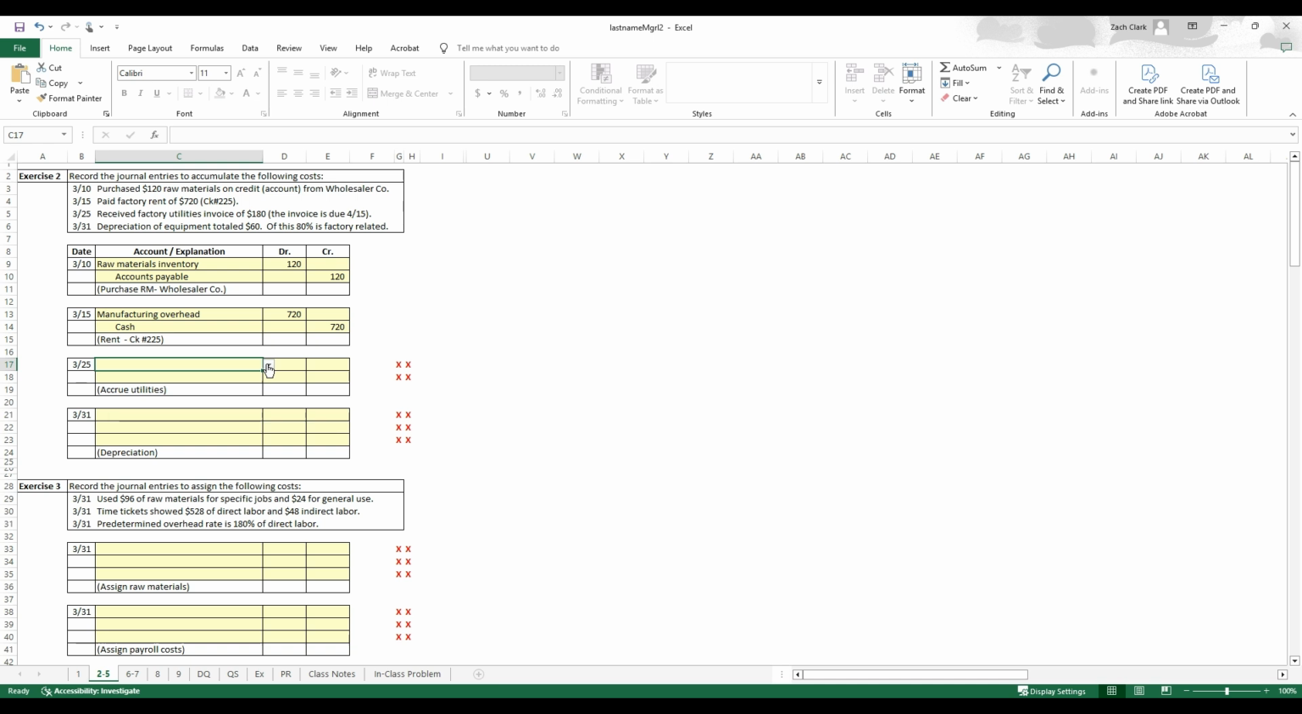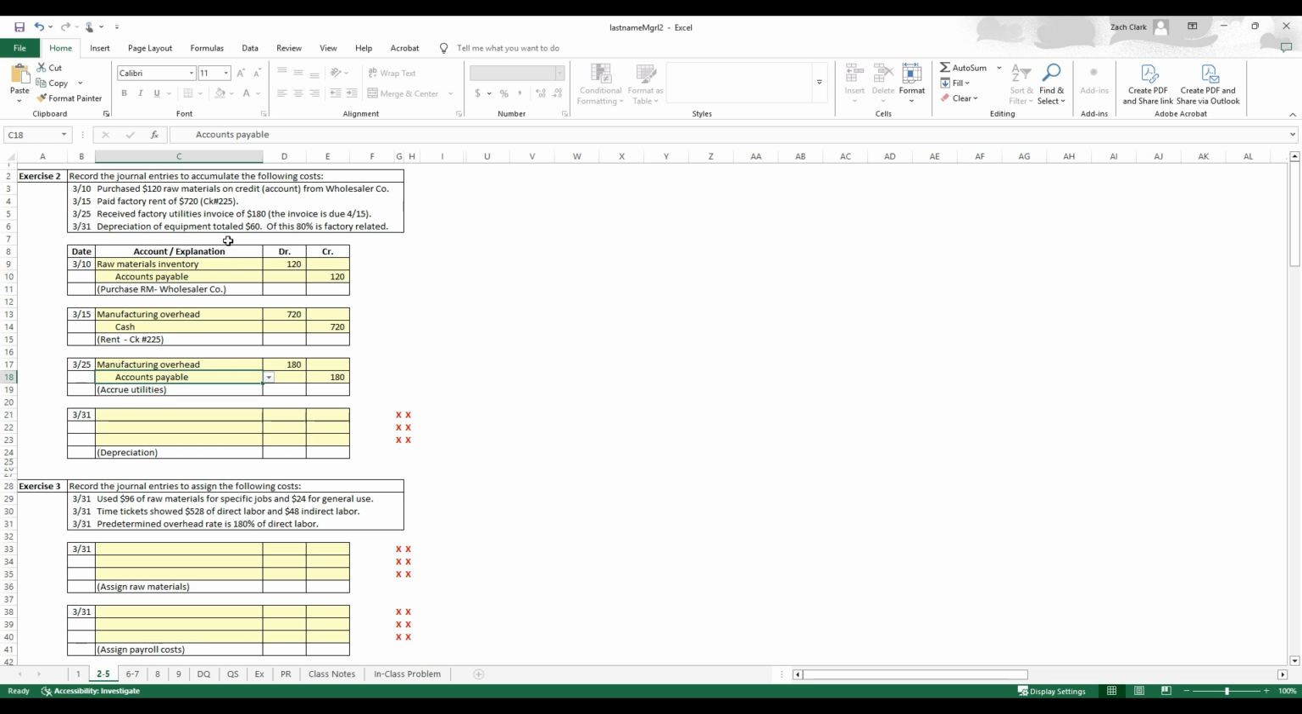If we're accruing our utilities, remember that an accrual entry is a recognition of a liability for an expense that has not yet been paid. So I can start there. And then this is going to be a factory utilities invoice. So we've got to think about where factory utilities goes. Remember, it's factory utilities, not office utilities. And so it's going to be a product cost, one of those three components: direct labor, direct materials, or again, manufacturing overhead. And that is the right answer there. So if we debit our manufacturing overhead account, you'll see the X's disappear.